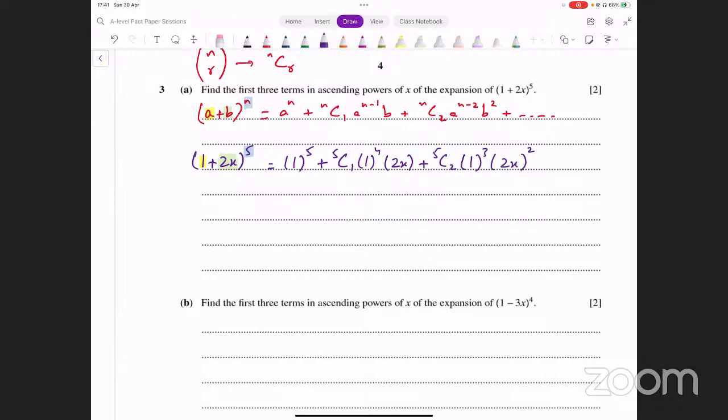Now, we needed the first three terms, and we have got those three terms now. This is the first one, the second one, the third one. We've got the three terms. We don't have to expand any further. We just simplify these terms, and that's it.